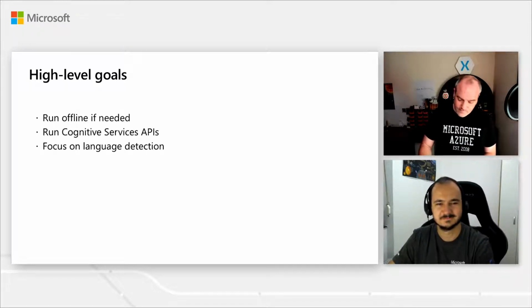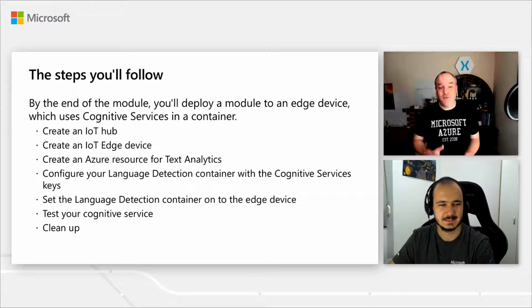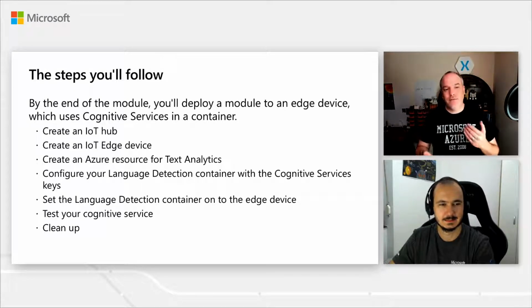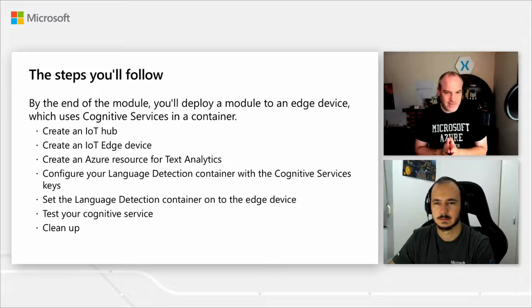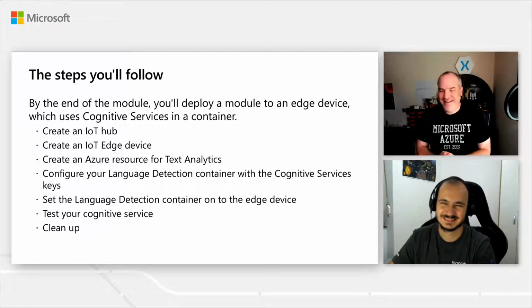Cool. So the steps we're going to do overall: we're going to start by creating an IoT Hub, then create an IoT Edge device, then create an Azure resource for text analytics, and then configure the language detection container to work with that resource. The reason we have to set up a text analytics resource and a language detection container is money. It's basically money.